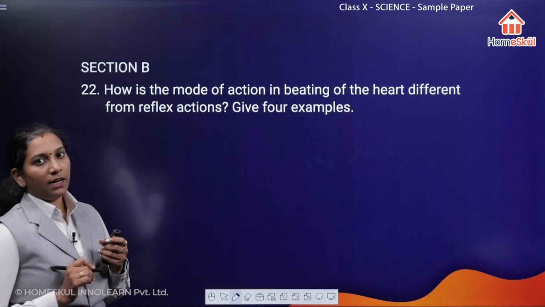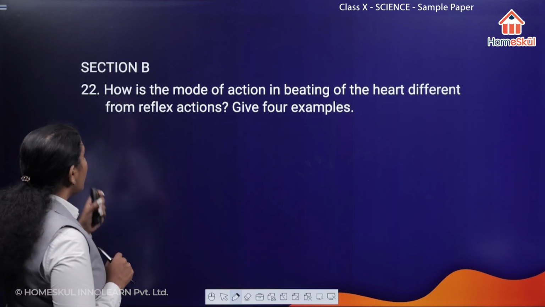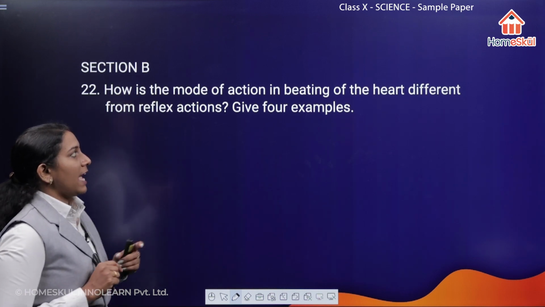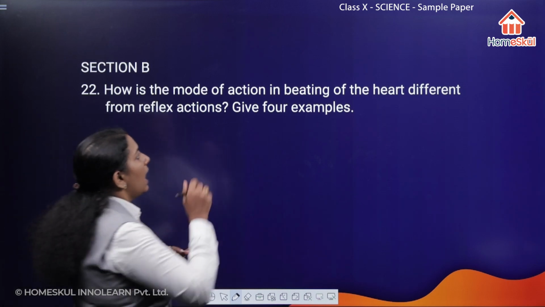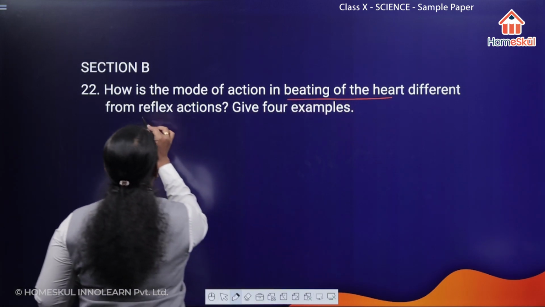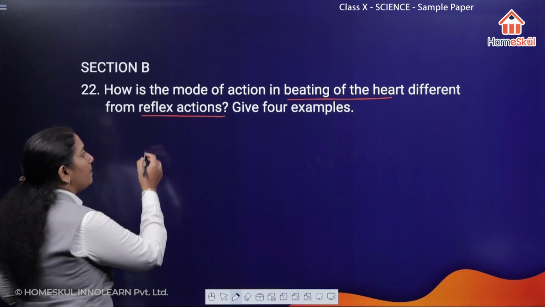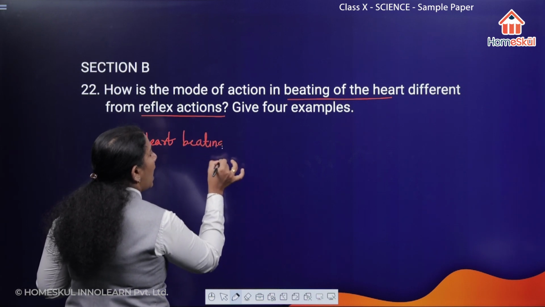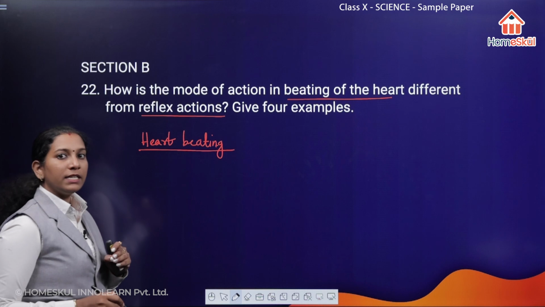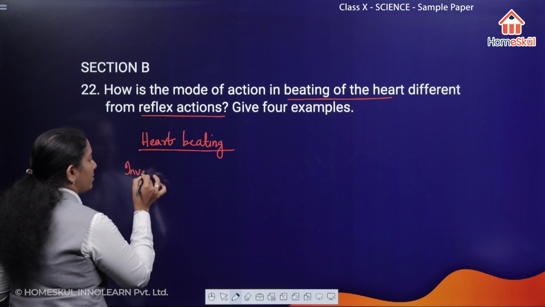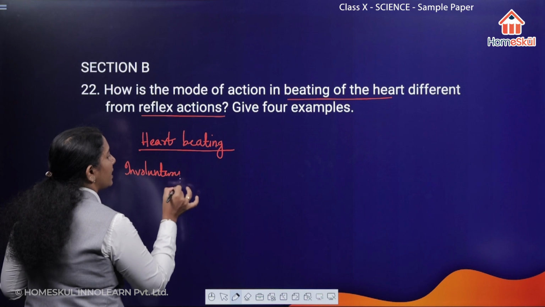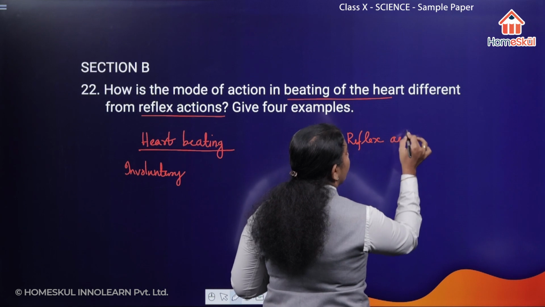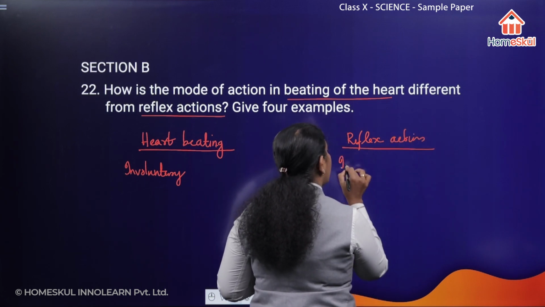Okay, then section B. Section B carries 2 marks for each of the questions. How is the mode of action in beating of a heart different from reflex actions? Give 4 examples. You know heart beating as well as reflex actions. Heart beating is an involuntary action, and obviously the reflex action is also involuntary.